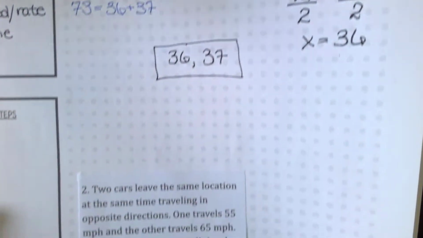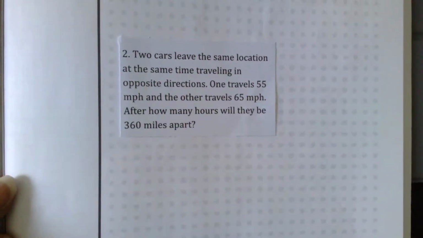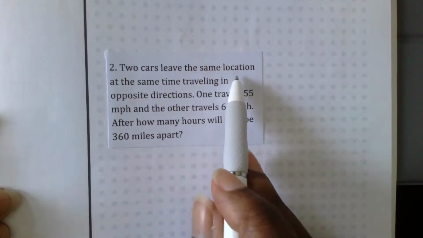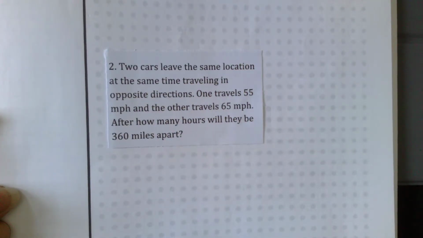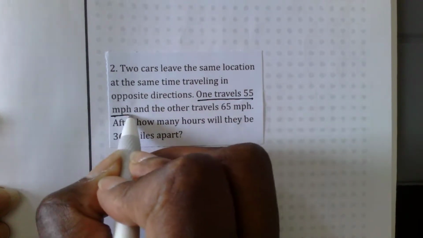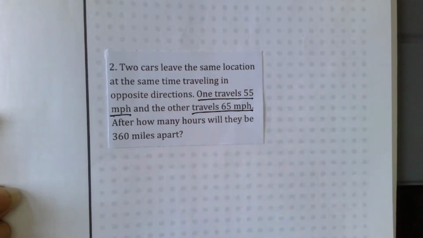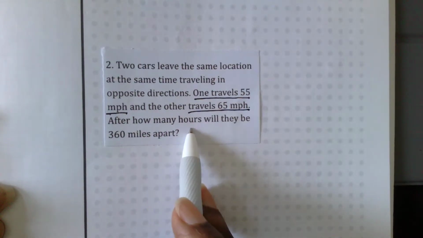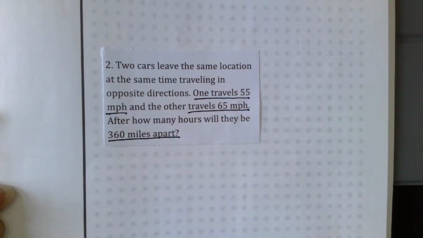So for the next one, seems a very popular one, especially for those that are taking the ASVAB. So we have two cars leaving the same location at the same time, traveling opposite directions. So we got one that's traveling 55 miles per hour, and the other travels 65 miles per hour. So it asks, after how many hours will they be 360 miles apart?